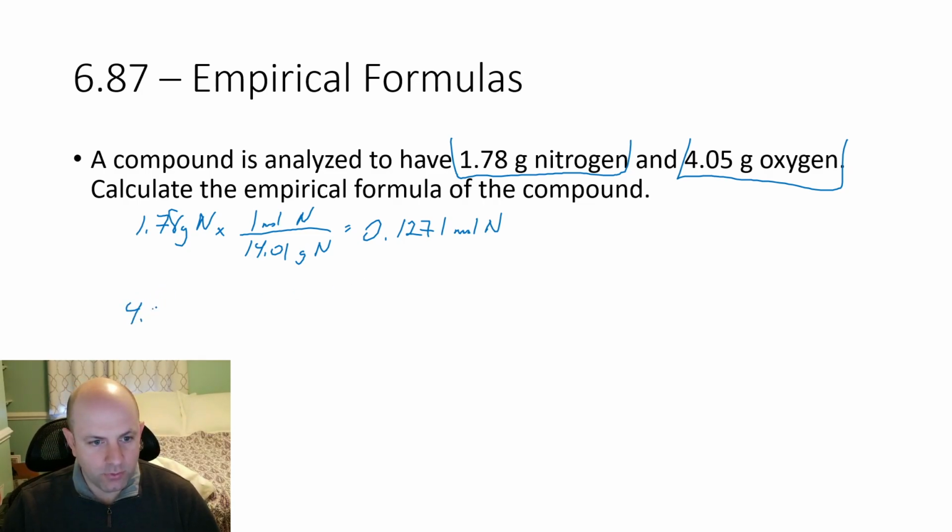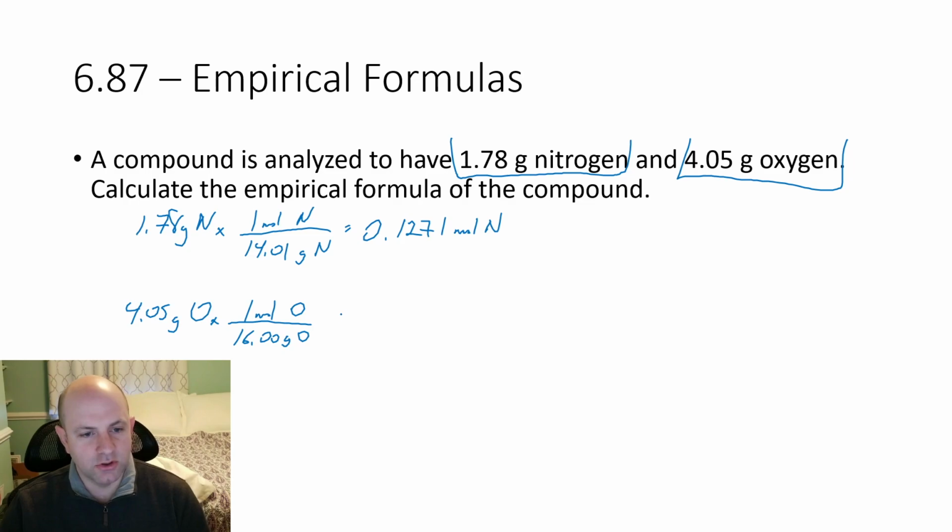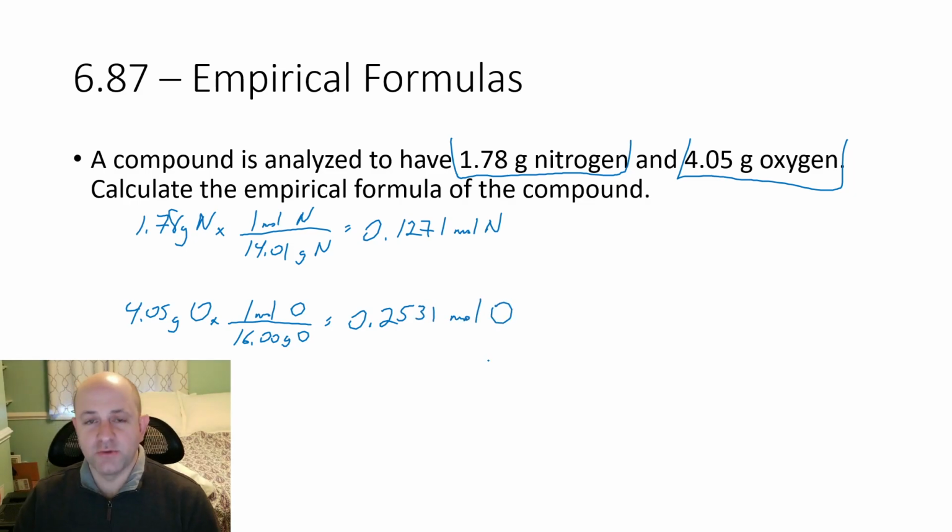So 4.05 grams of oxygen. We look up its number on the periodic table. It happens to be 16.00 grams of oxygen. So 4.05, divide it by 16, and we get 0.2531 moles of oxygen. All right, so that's step 1, turn the grams into moles.